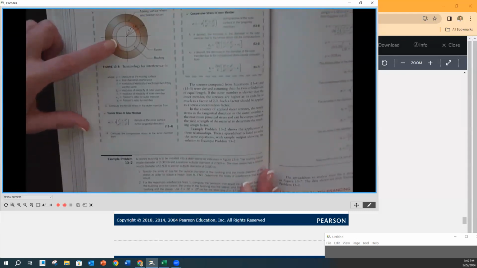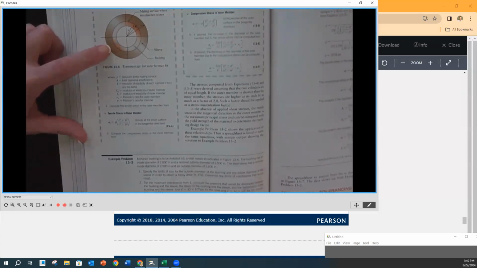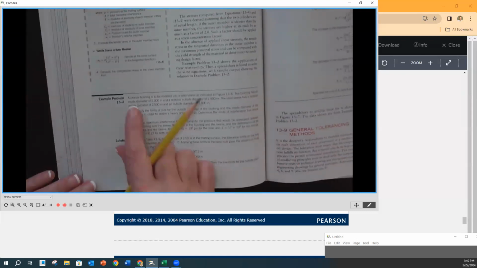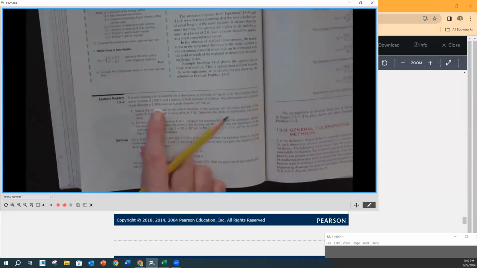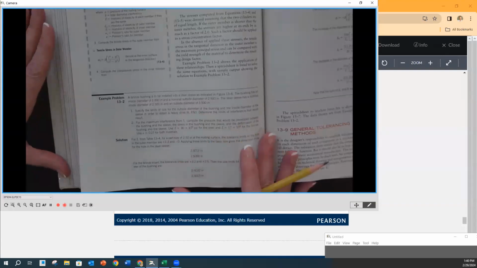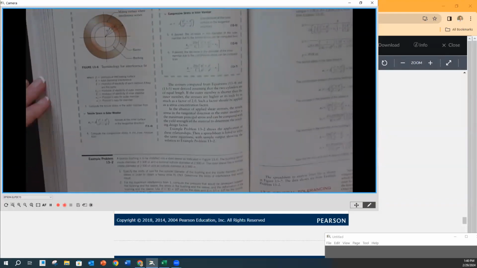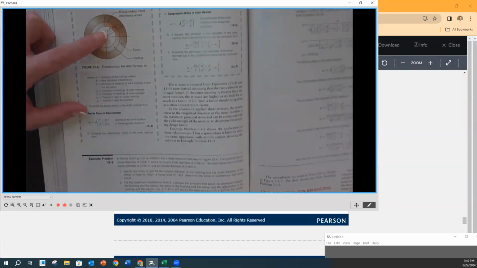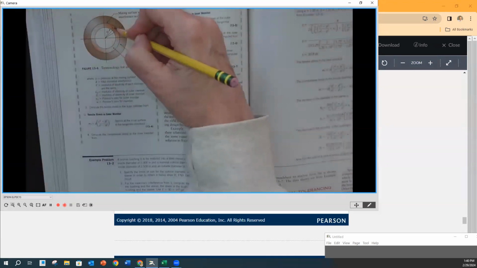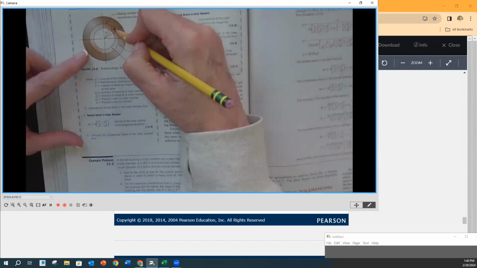It's going to be a bronze material, and on the outside, it's going to be a steel sleeve. The bushing has an inside diameter of 2 inches and a nominal outside diameter of 2.5. So what that means is the inside, our A radius, is going to be half of 2 inches. And then B, which is the 2.5, is going to be half of that.